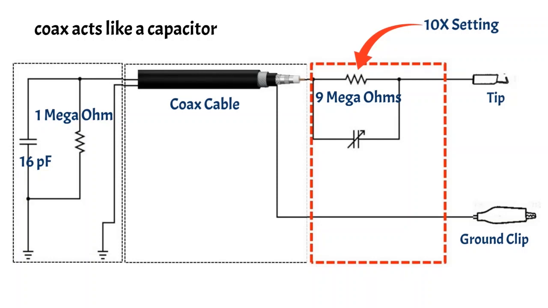It is important to know that 10X does not mean 10 times gain. It means the signal is reduced by a factor of 10. The problem with adding a resistor in line with our signal is that with the capacitance of the cable and oscilloscope, it creates a low-pass filter and high-frequency signals will appear smaller.